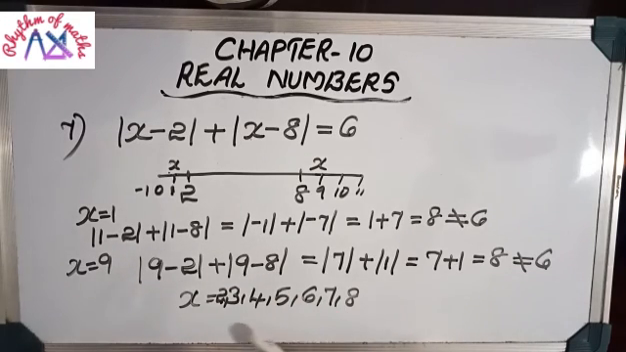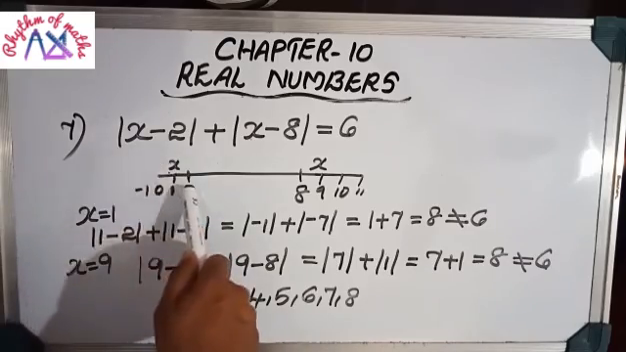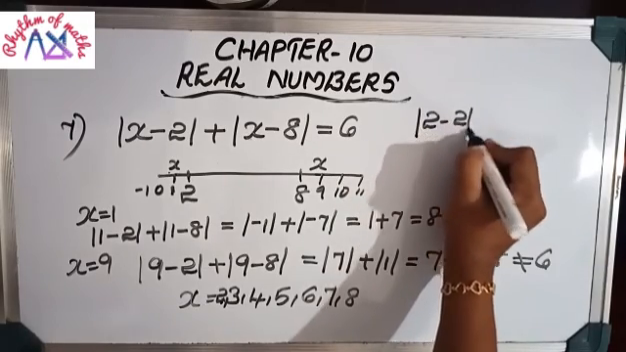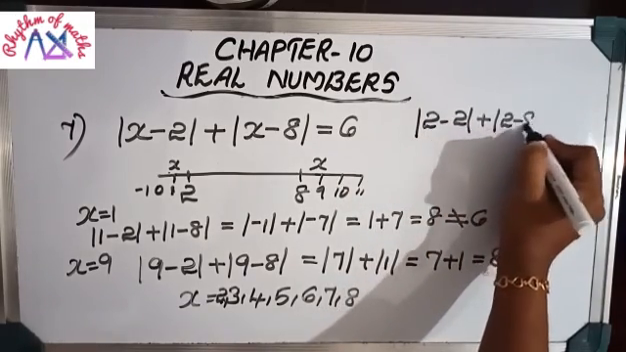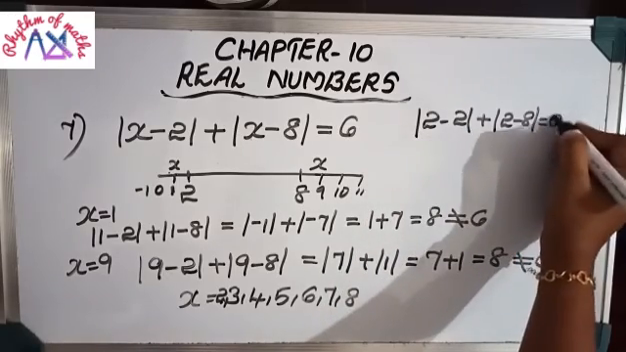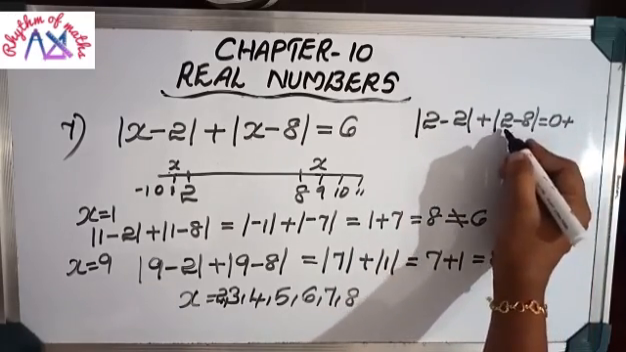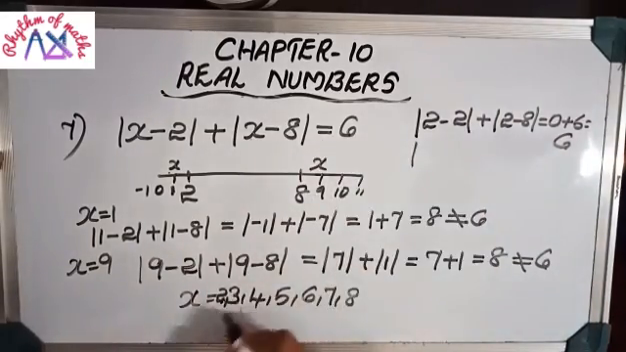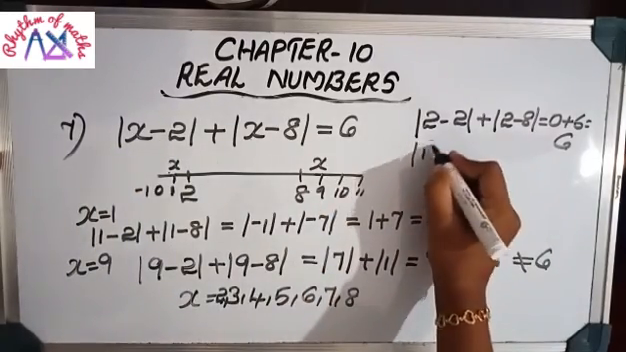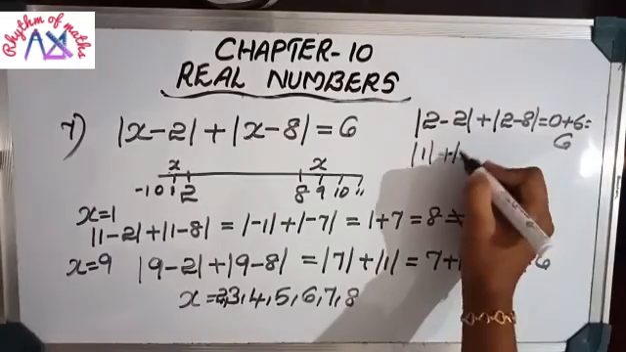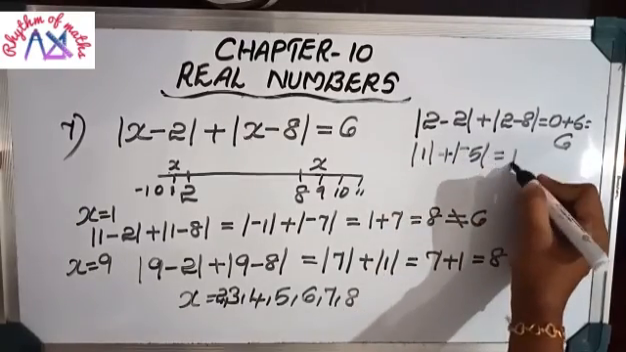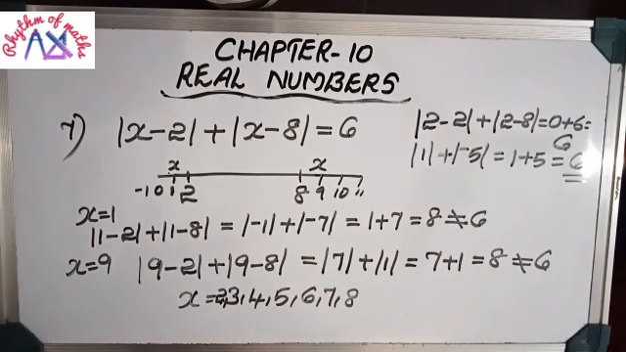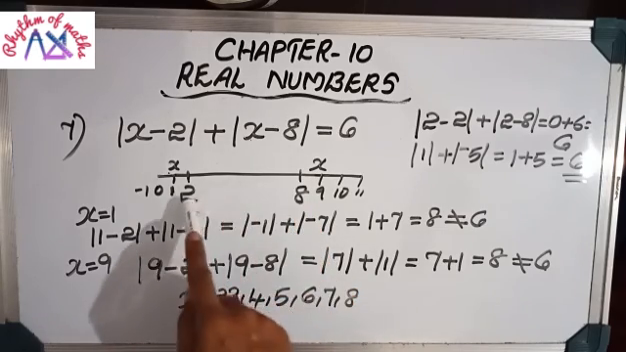If you have any doubt, you can check with the starting number 2. Suppose x is 2. Then the distance is modulus of 2 minus 2 plus modulus of 2 minus 8. 2 minus 2 is 0, plus 2 minus 8 is minus 6, that is 6. The answer is 6, the same. Now suppose the number is 3. Then 3 minus 2 is 1, plus 3 minus 8 is minus 5, so 5. Again 1 plus 5 is 6. So x can be any number between 2 and 8, including 2 and 8.